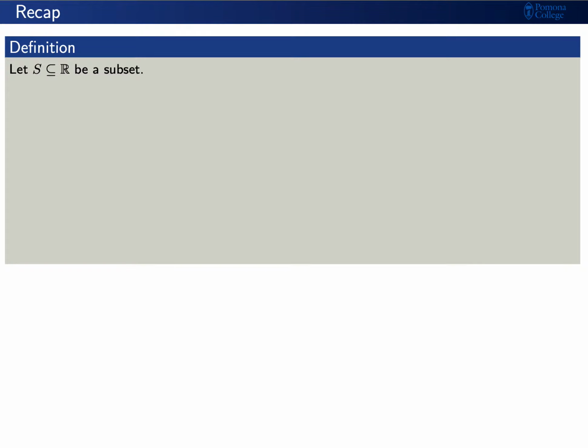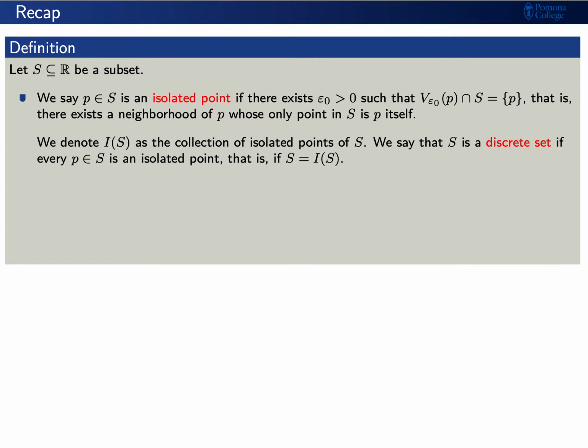Let's say that capital S is a subset. We'll say that a point P in S is an isolated point if there exists a positive epsilon 0 such that the intersection V sub epsilon 0 of P with capital S is the singleton set P. That is, if there exists a neighborhood of P whose only point in S is P itself. We'll denote I of S as the collection of isolated points of S. We say that a set S is discrete if every point P is an isolated point.